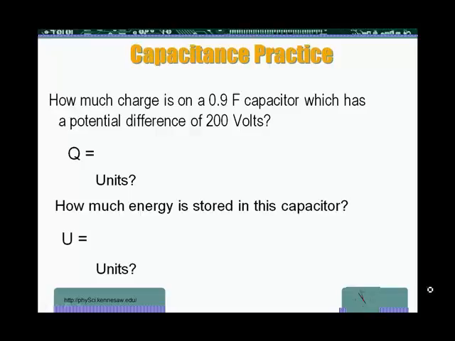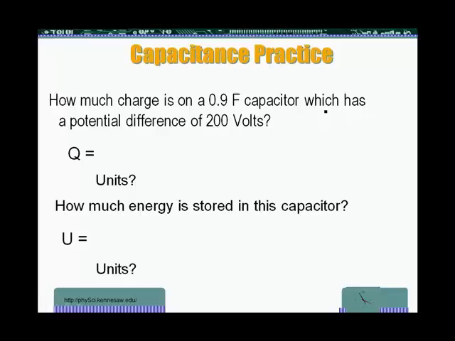In this recording, we'll work a few capacitance examples. Okay, this first question is a simple question. How much charge is on a 0.9 farad capacitor which has a potential difference of 200 volts? Now, of course, this means how much charge in each plate.